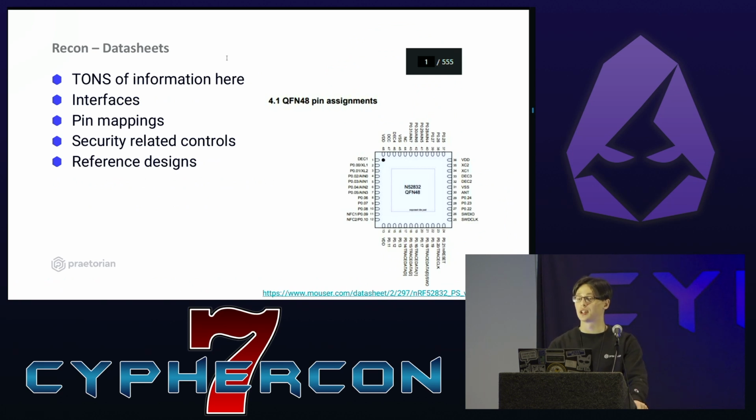Also look up data sheets. Anytime you see a part number, go see what you can find online. A lot of these will have tons of information. So this particular data sheet you can see has 555 pages. It's that Bluetooth chip off the AirTag. Lots of information here.